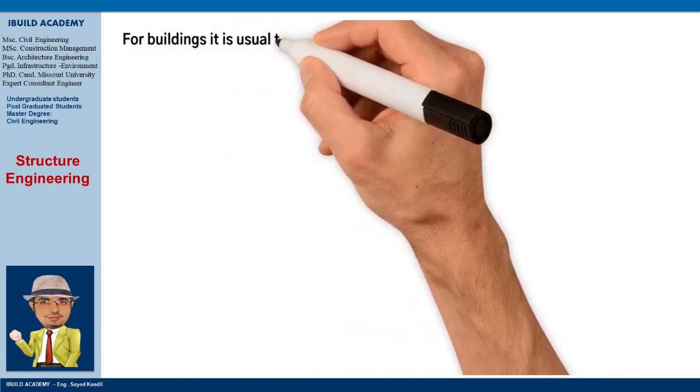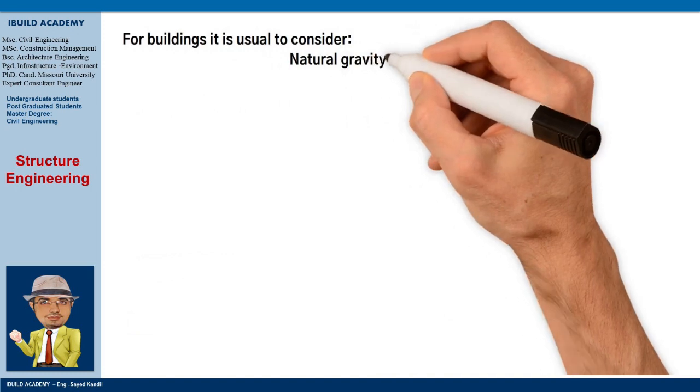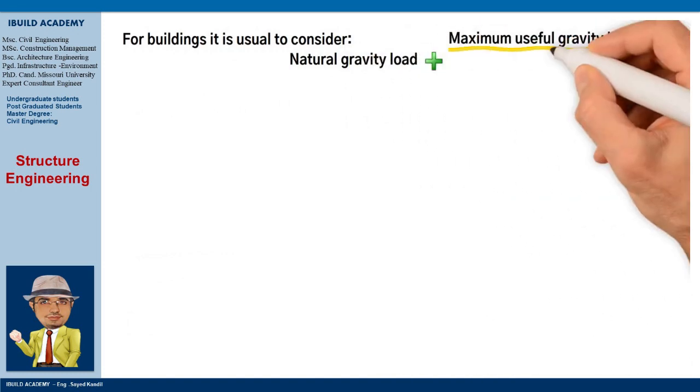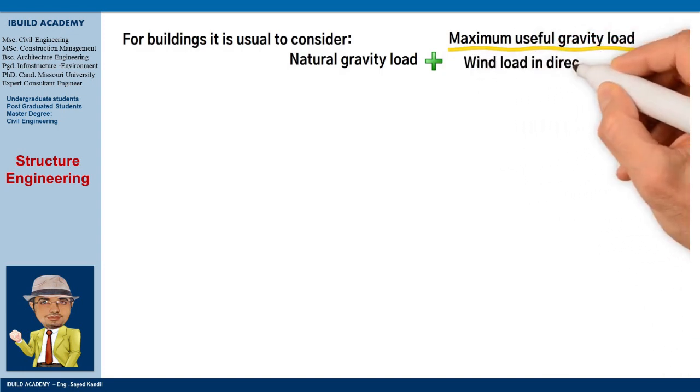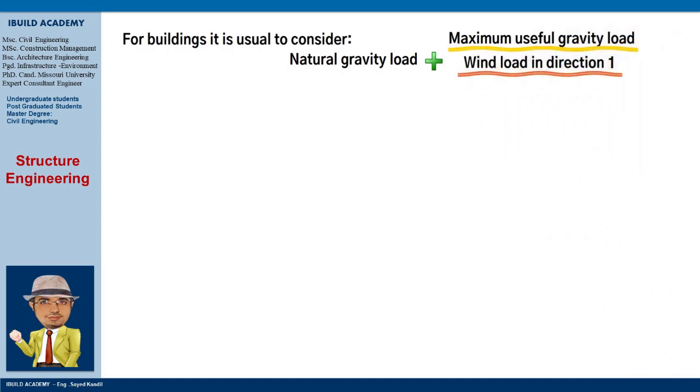For buildings, it is usual to consider natural gravity load plus maximum useful gravity load, natural gravity load plus wind load in direction 1, and natural gravity load plus wind load at right angles to direction 1. It is unusual to have to consider loads due to earth or water pressure, ground movement, temperature or accident. But for particular types of building or sites, these may have to be considered, and incorporated into the load cases.